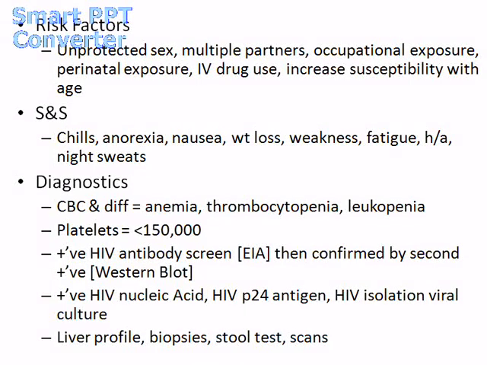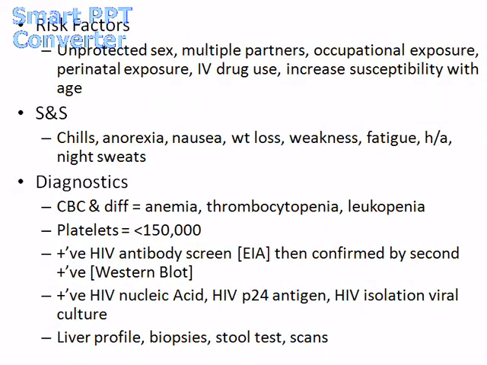So commonly we'll see a CBC and differential done. That would be abnormal. We might see anemia, thrombocytopenia, and leukopenia. The platelet count will be decreased, less than 150,000. And also, to determine HIV, they're going to have a positive result from an HIV antibody screening, which is a reactive enzyme immunoassay, or EIA.